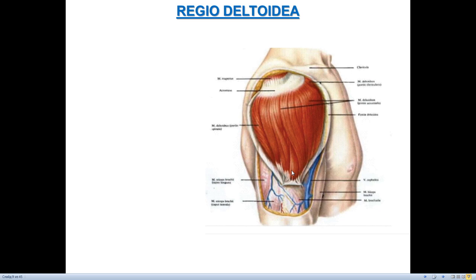Next, in the skin of the deltoid pectoral groove, sulcus deltoideopectoralis, into the middle space of this region.